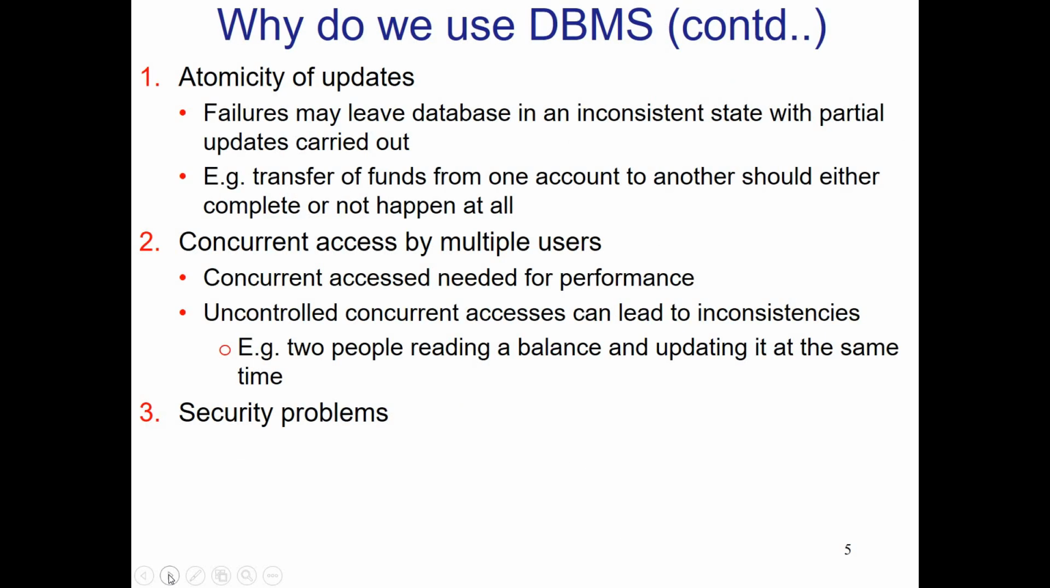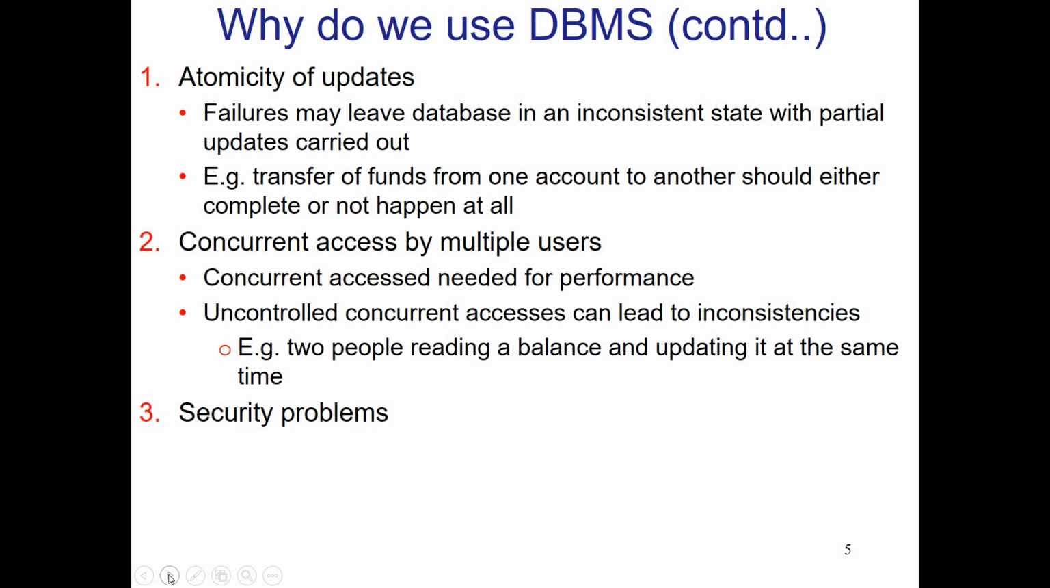The next one is atomicity of updates. Failures may leave databases in an inconsistent state with partial updates carried out. Example, transfer of funds from one account to another should either complete or not happen at all.